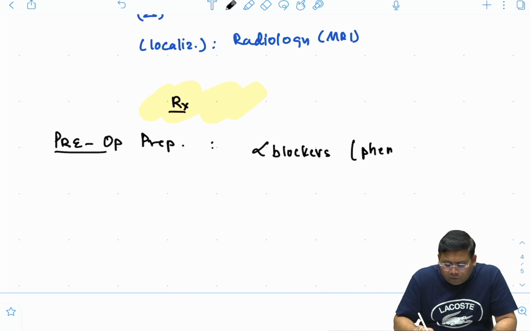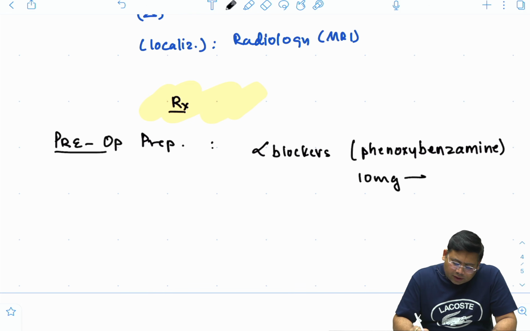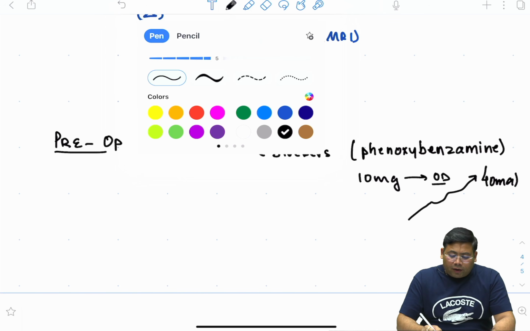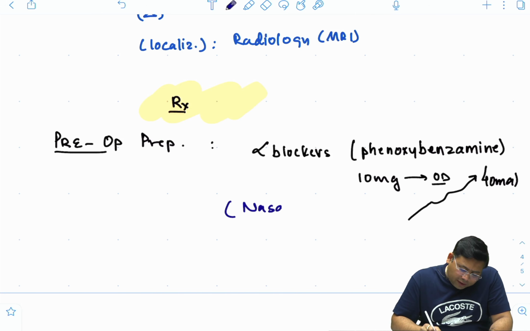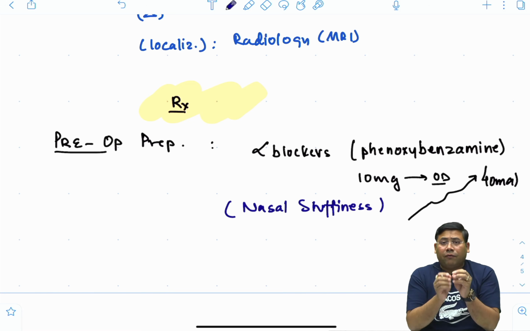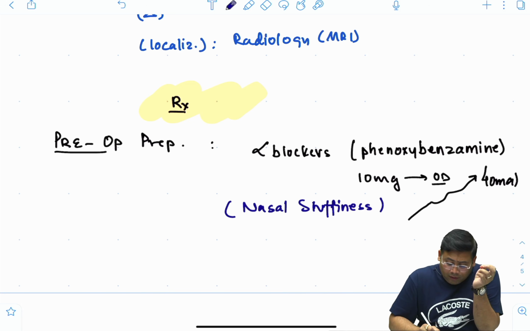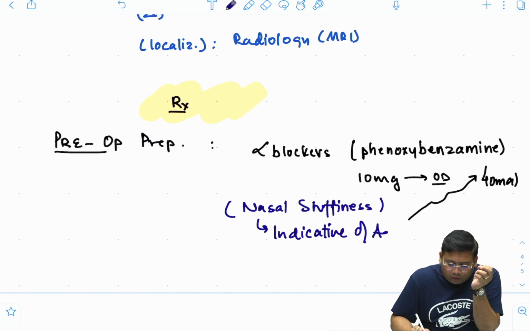We start with phenoxybenzamine. 10 mg, started as OD. This could be escalated up to what, students? 40 mg. Now the moment you give this, the patient shall complain of what? Nasal stuffiness. The presence of nasal stuffiness is indicative of adequate block, and this is very important.